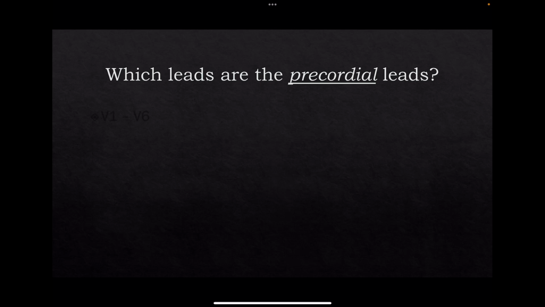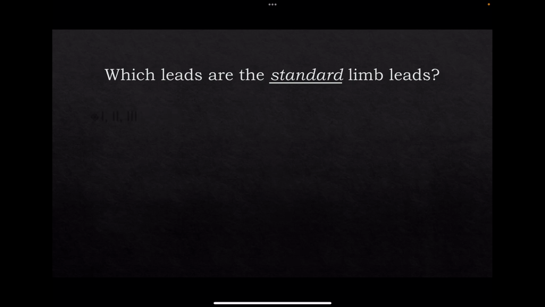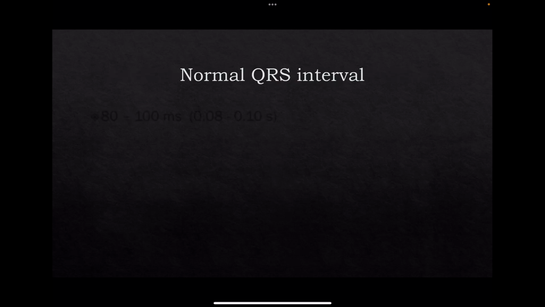What leads are the precordial leads? V1 through V6. Remember the precordium. They start at V1, anterior part of the heart, more septal, anterior, then lateral for V5 and V6. What leads are the augmented limb leads? AVL, AVR, AVF. Those are augmented because they're augmented only one polar. What are your standard limb leads? 1, 2, and 3. Very good.